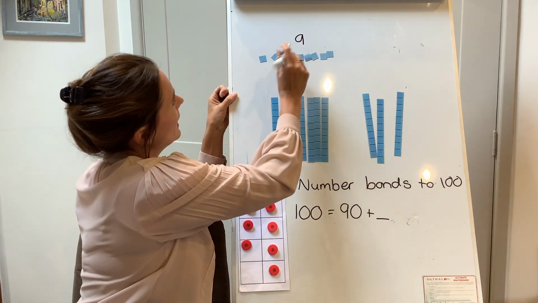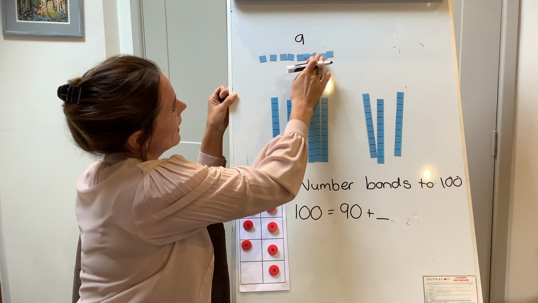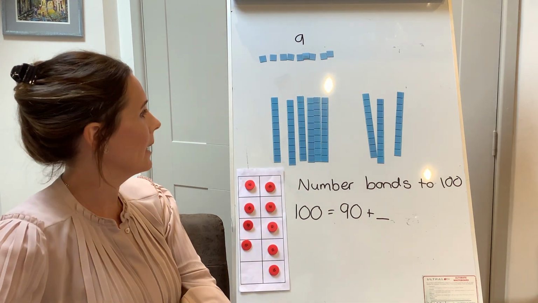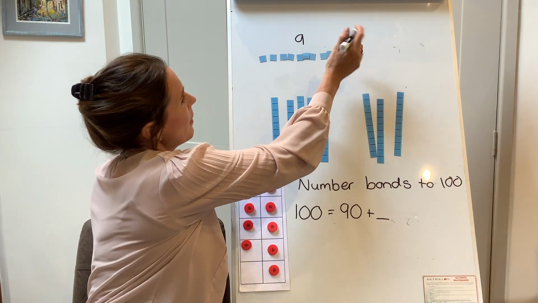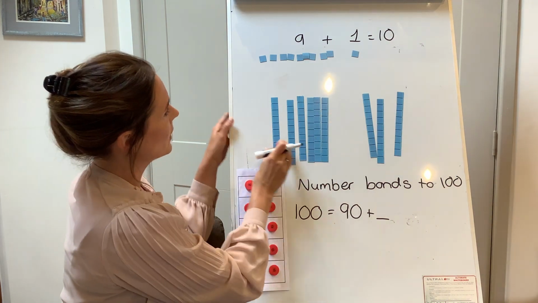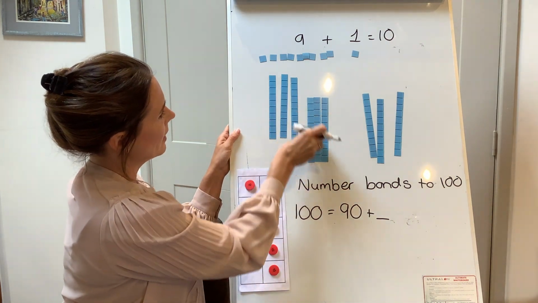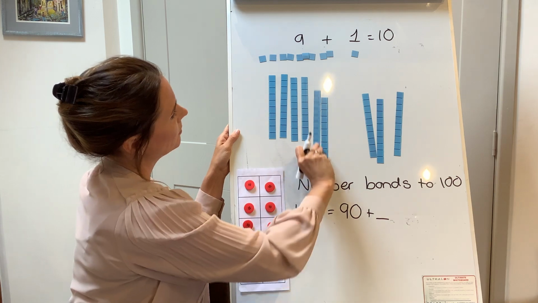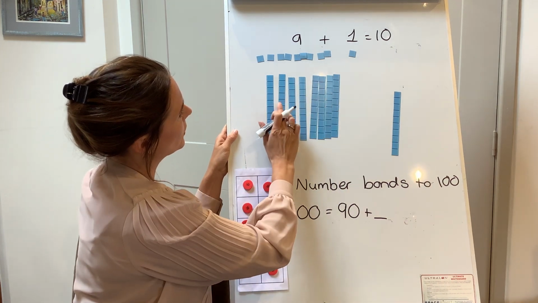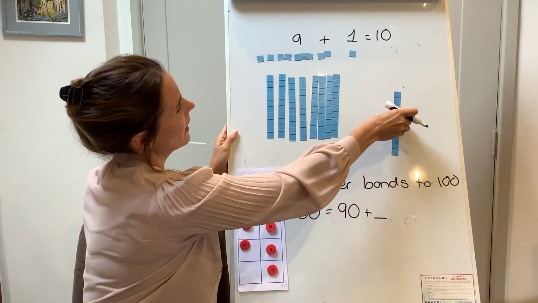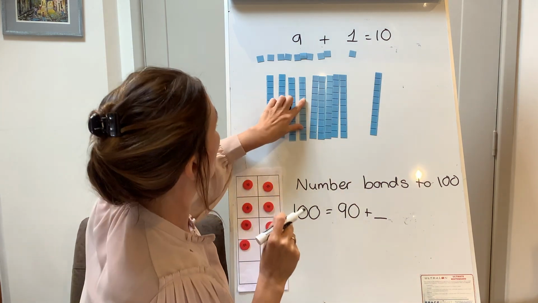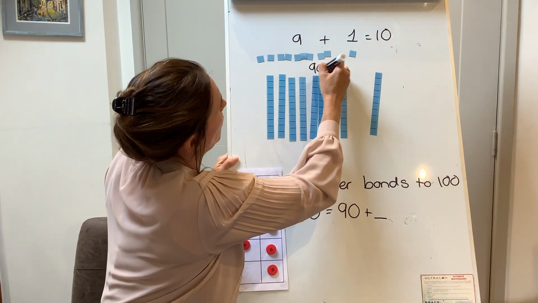And what do we need to add on to it to make 10? So we can add one more onto there and that will make 10. So then we know 9 add 1 is equal to 10. So then that should help us to know with related facts that 1, 2, 3, 4, 5, 6, 7, 8, 90 and 10 is equal to 100.